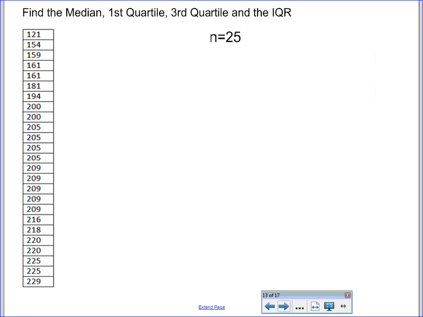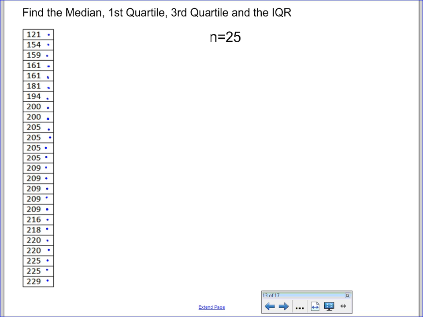So how do we find the median, the first quartile, the third quartile, and the IQR? All right, so how many? We've got 1, 2, 3, ... 25. So that's 25. In order to find the median, there are 25 data points.